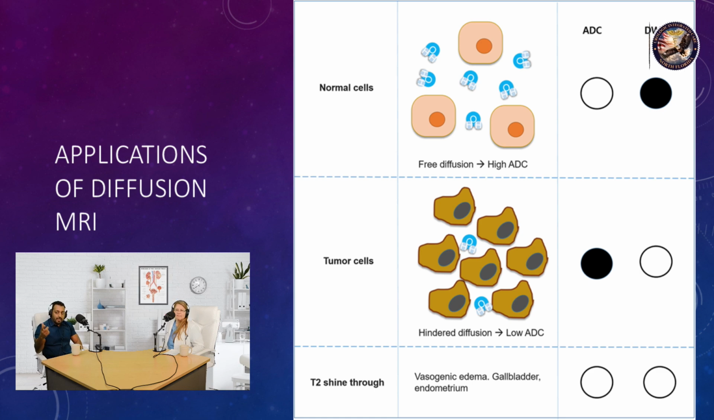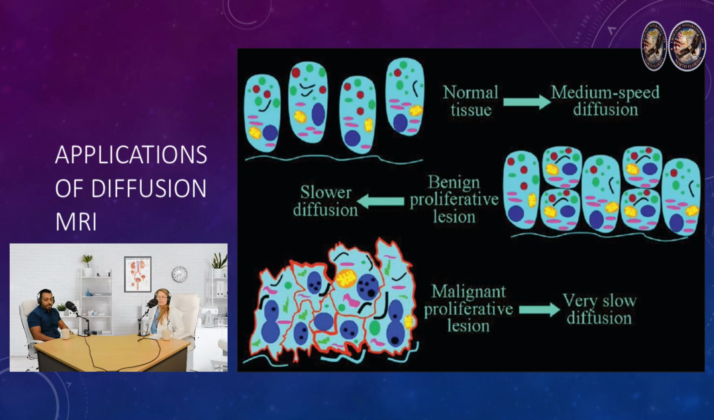In fact, the next slide, I believe, shows this a little bit. Just a nice pictorial I found online that shows as you go from normal tissue to malignant proliferation, the cells are more tightly compact, they're irregular, they form more solid surfaces, and water molecules have a hard time traversing that. And diffusion MRI measures exactly this, and we see a strong correlation between diffusion MRI and prostate cancer.